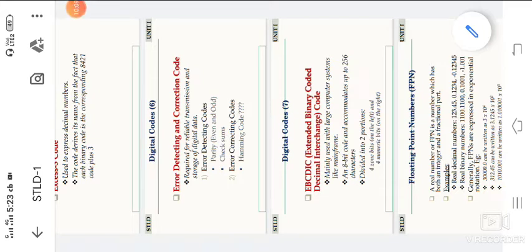Next is error detecting and correction codes, very important. Definitely this question will be asked many times in the exam pattern. For error correction or detection, there is the Hamming code. We will discuss the Hamming code in the next video lecture, as it will take some more time. It is a very important question in the exam pattern.